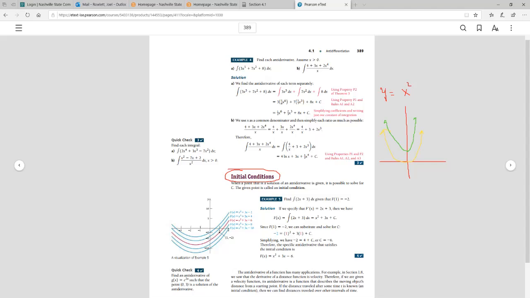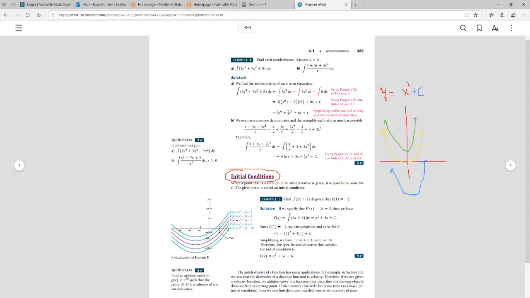Or what if I wanted to graph y is equal to x squared minus 5? Then I would have to take the original graph and move everything down 5 units, which would make it look like this. In other words, when I add that constant, which could be positive or negative, it causes the graph to shift either up or down. And shifting the graph up or down does not change the derivative at any given point.